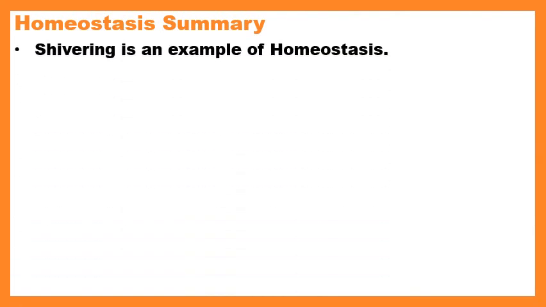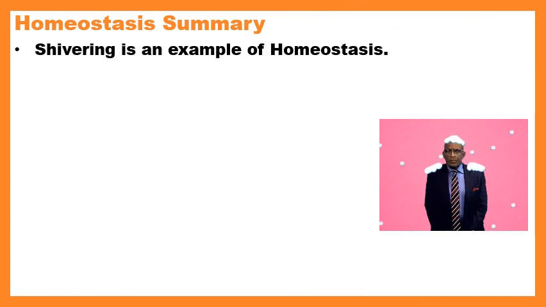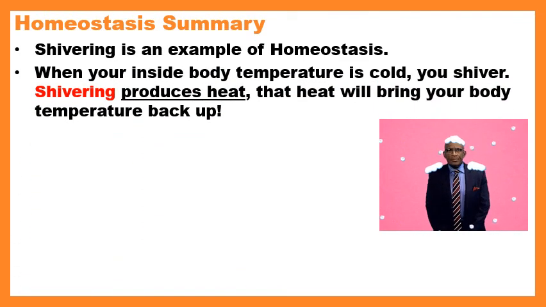Okay, so shivering is an example of homeostasis. Remember, homeostasis is the body's tendency to keep internal conditions the same. So when you're in some place that's cold, like if it's snowing or winter, or you're in very, very cold air conditioning, your body might start to shiver. You shiver when your body temperature is cold, and shivering actually produces heat. It will make your muscles tense up and relax, tense up and relax. That action will create heat, and that heat will bring your body temperature back up. So it happens for a reason, it has a purpose, and that purpose is to maintain homeostasis.